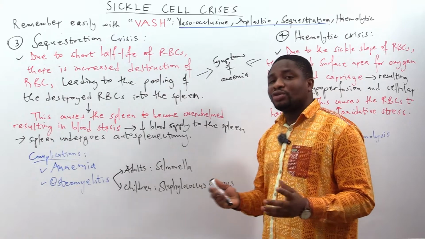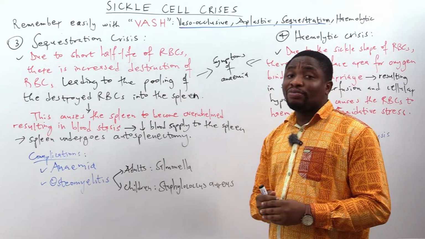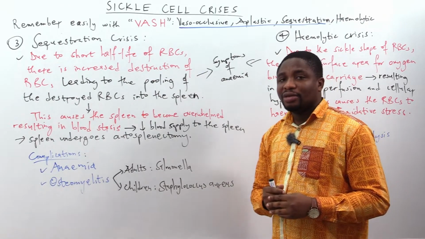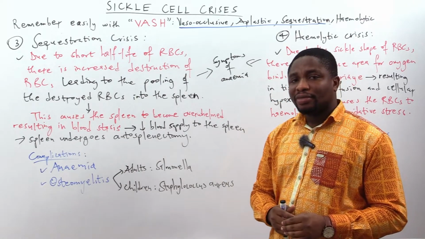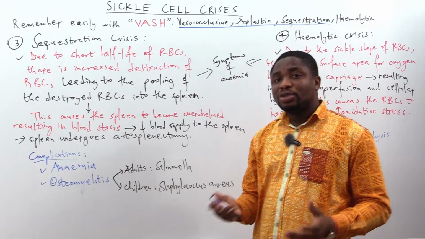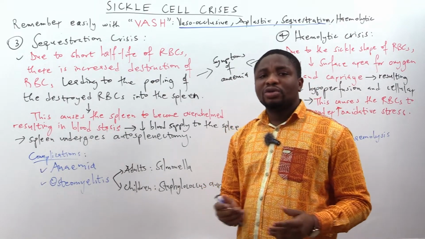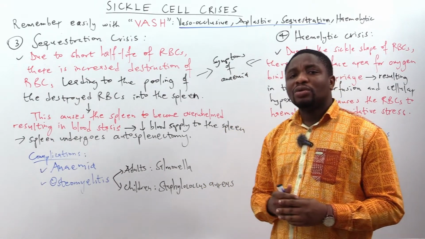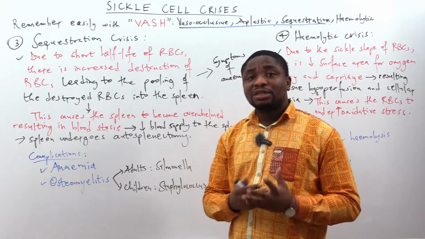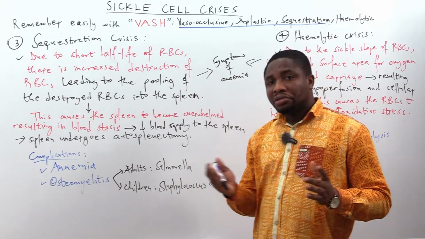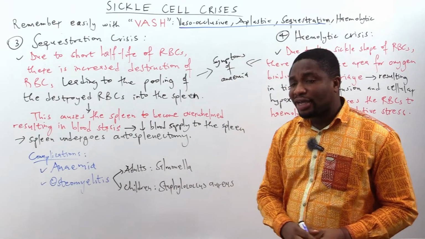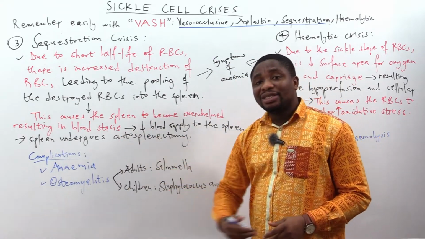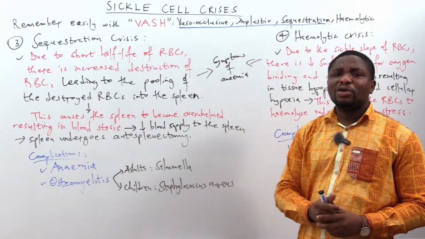And with that, this usually causes the spleen to become overwhelmed. As a result, there is decreased blood supply to the spleen itself, leading to a process we call autosplenectomy. And when that happens, it predisposes the patient to all sorts of infections, and also a lot of red blood cells are taken out of circulation, causing anemia. So they will present with symptoms of anemia. Then again, with the complications, anemia will be there.